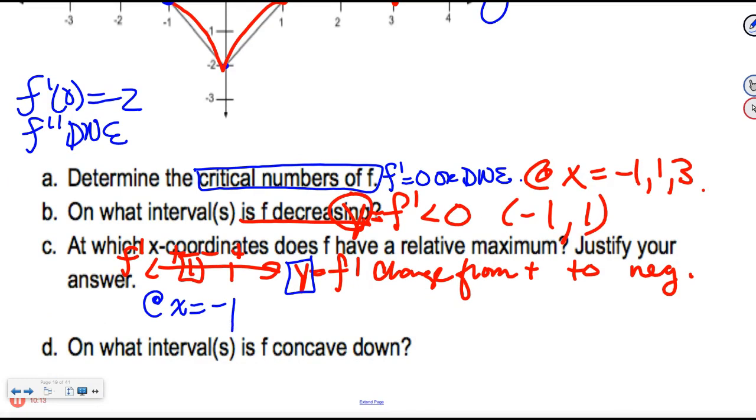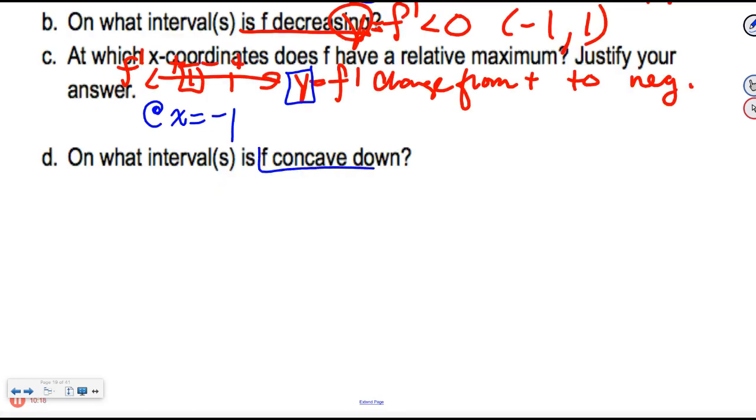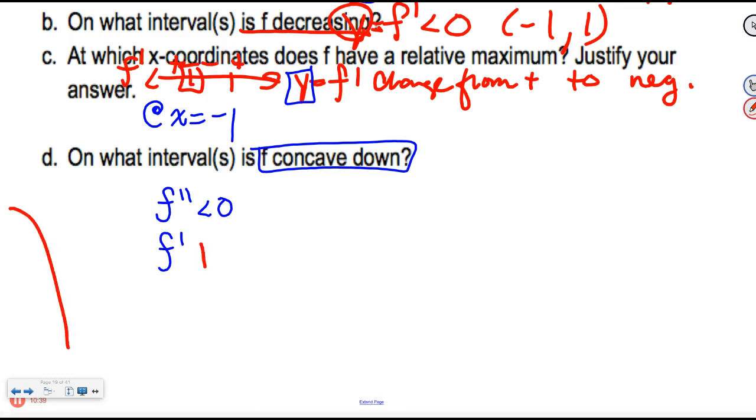And lastly, for this one, on what intervals is f concave down? Again, let's go back to the last chapter's study guide. If you wrote about concavity, you'd say that occurs when f double prime is less than 0. But I'm looking at f prime, so I need its slopes to be less than 0. For a function's slopes to be less than 0, it must be going downhill. So I need f prime to go downhill or to decrease, because then its slopes would be negative.